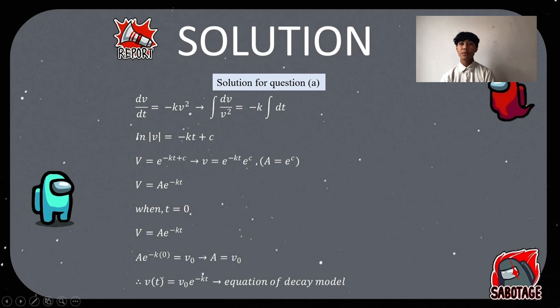And then we will get v equal to e to the power of negative kt plus c, and then v equal to e to the power of negative kt times e to the power of c, where a equal to e to the power of c, and then we will get v equal to a e to the power of negative kt. Okay, when t equal to 0, v equal to a e to the power of negative k times 0 equal to v0, so a equal to v0. Okay, we get the answer v(t) equal to v0 e to the power of negative kt, which is the equation of the decay model.